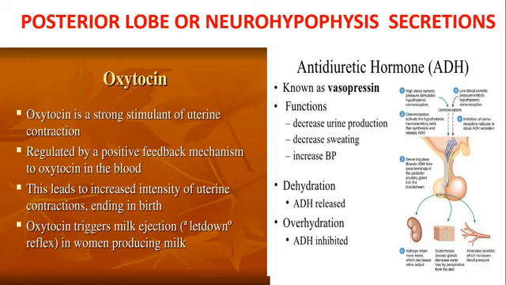Another hormone, antidiuretic hormone, is also known as vasopressin. This hormone helps to reabsorb water by kidney tubules. If the hormone is not produced in sufficient quantity, that may lead to a condition called diabetes insipidus, which is entirely different from diabetes mellitus.